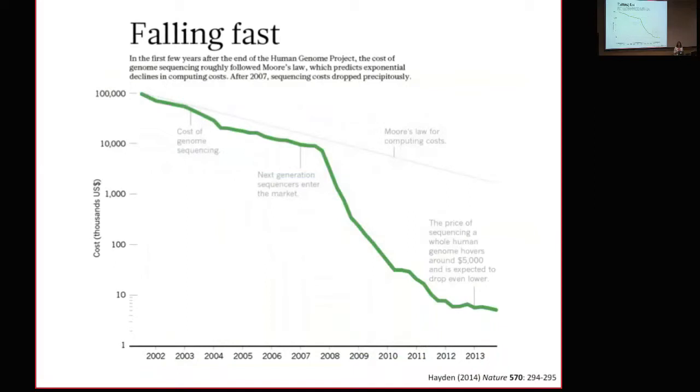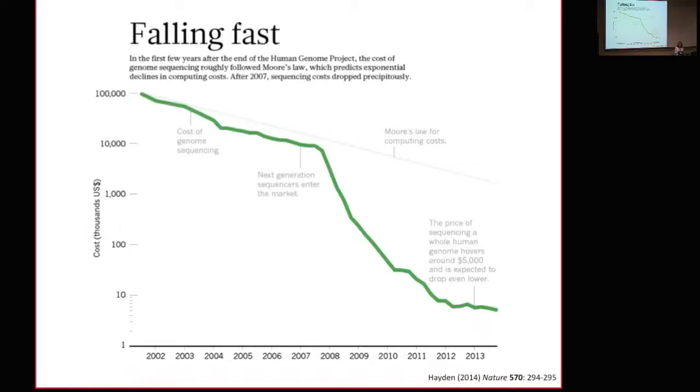So around this time, the cost of sequencing also dramatically fell. So the amount of genetic data was growing rapidly, and the cost of sequencing was falling. This plot compares the price of sequencing. So this was the cost of genome sequencing in 2003, and this was the price in 2013. And it compares the price to Moore's law.